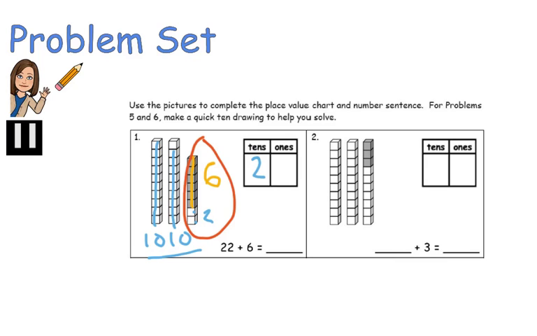So let's see. 6 and 2. What is 6 and 2? 8. Very good. So 22 plus 6 equals 28. So now you can pause your video and do number 2.